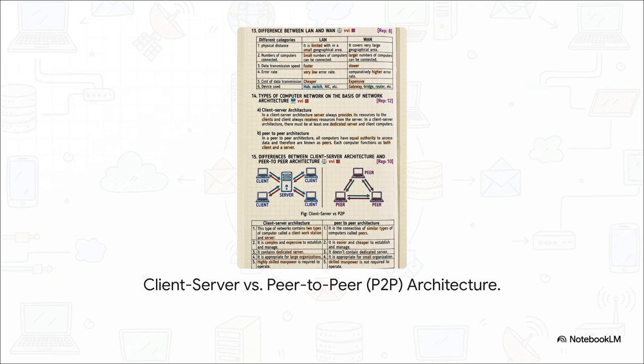Over on the left is the client-server model. Think of this like a library. There's one central server, the librarian, that manages all the books and resources, and then all the individual clients come and request things from it. On the right, you have peer-to-peer. This is more like a book club. Every computer is equal, and they all share information directly with each other.